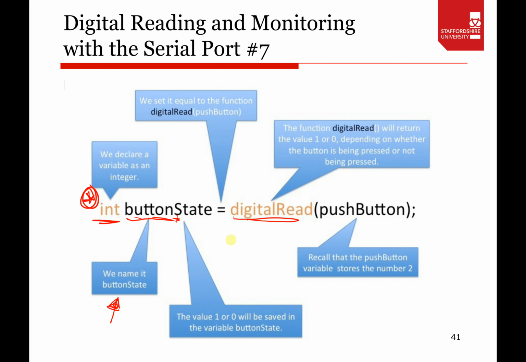The value 1 or 0 will be saved in the variable button state. So that is what this will do. We set it equal to the function digital read. Digital read is a function that will return the value 1 or 0 depending on whether the button is being pressed or not. So push button, which was the variable that stored the number 2, which is pin 2 on the Arduino.